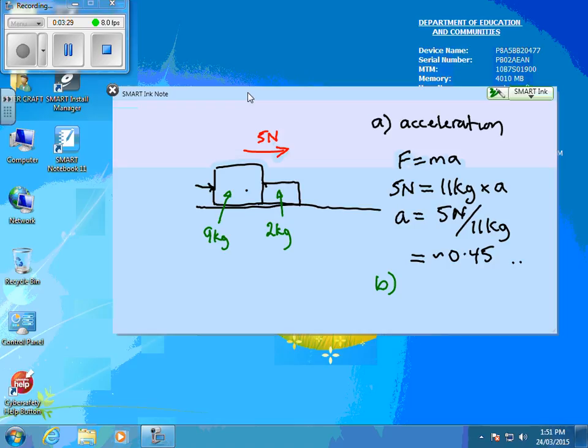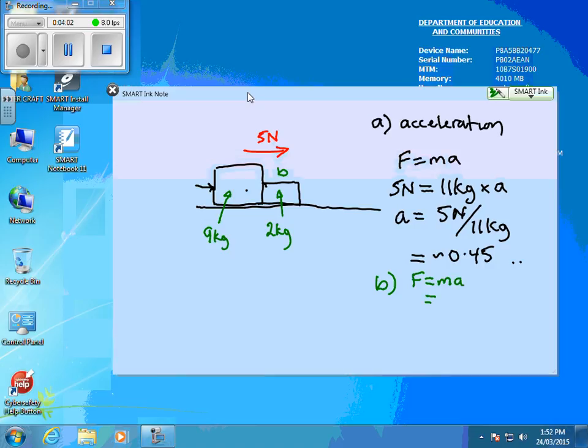Your next question might be: how much force is being applied to the second box, box B? The thing here is that that box has got the same acceleration as that box, hasn't it? Because they're in contact. So the force is still the same formula, ma. The mass of that box is 2 kilograms, but the acceleration of that particular box is 0.45 meters per second squared.